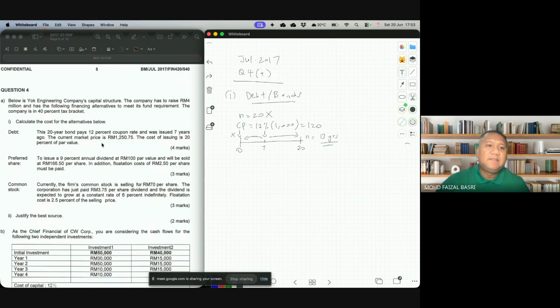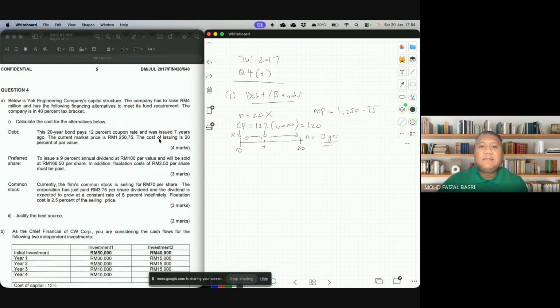So itu ada certain tricky part dekat sini. Kalau you salah baca, salah lah kita kira. So that's the N. So N is not 20, N is 13. Remember konsep N tu tadi? How many years left to maturity untuk N tu? Okay, how many years left to maturity? And then dia bagi current market price. So market price dia 1,250 and 75 cents. Dia ada sen lagi. So that's the market price.